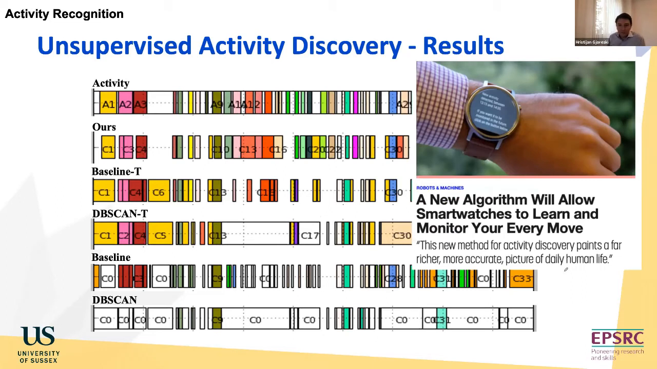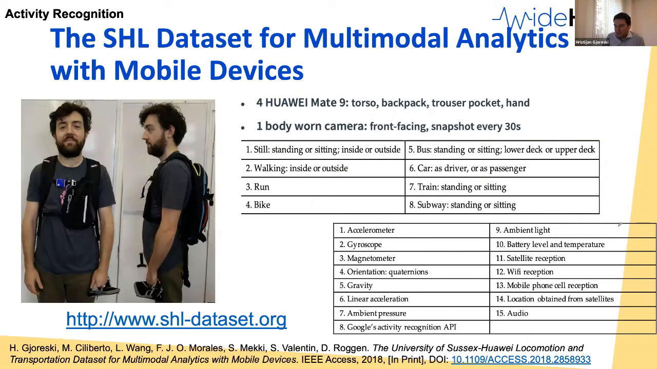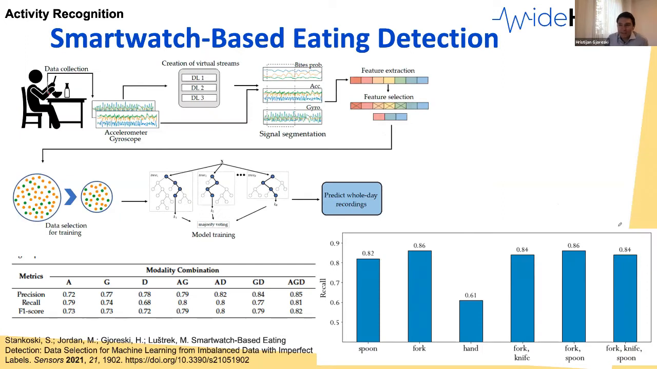I also gave some press conferences. It aligned well with some innovation festival that they had in Brighton. So this kind of titles in the media. I read this kind of titles the next day when I woke up. A new algorithm will allow smartwatches to learn and monitor your every move, which is not completely correct, but it's something that how media perceives research and AI in general.